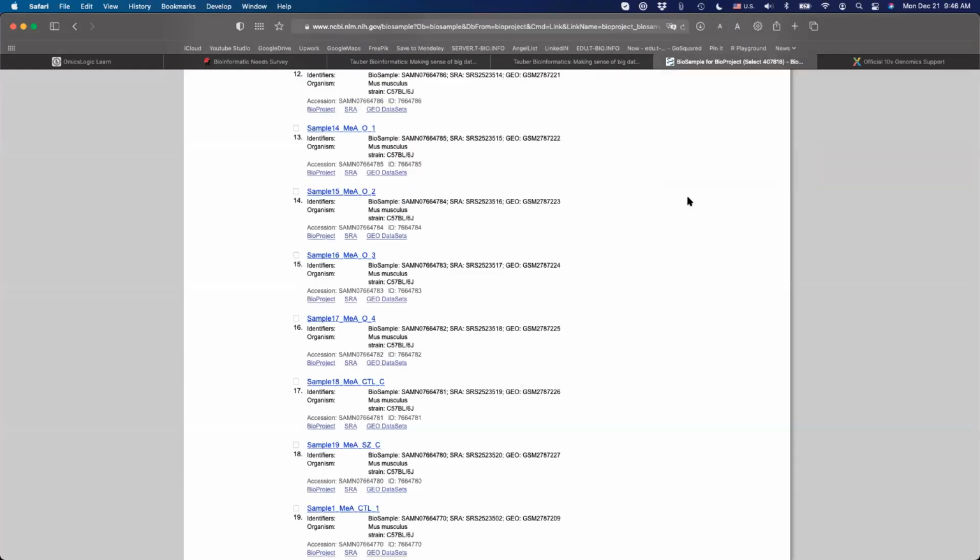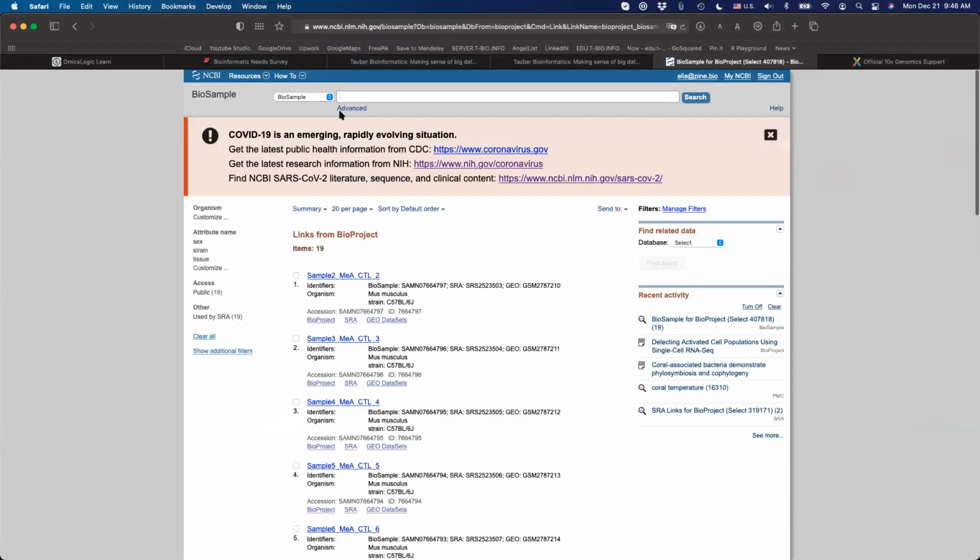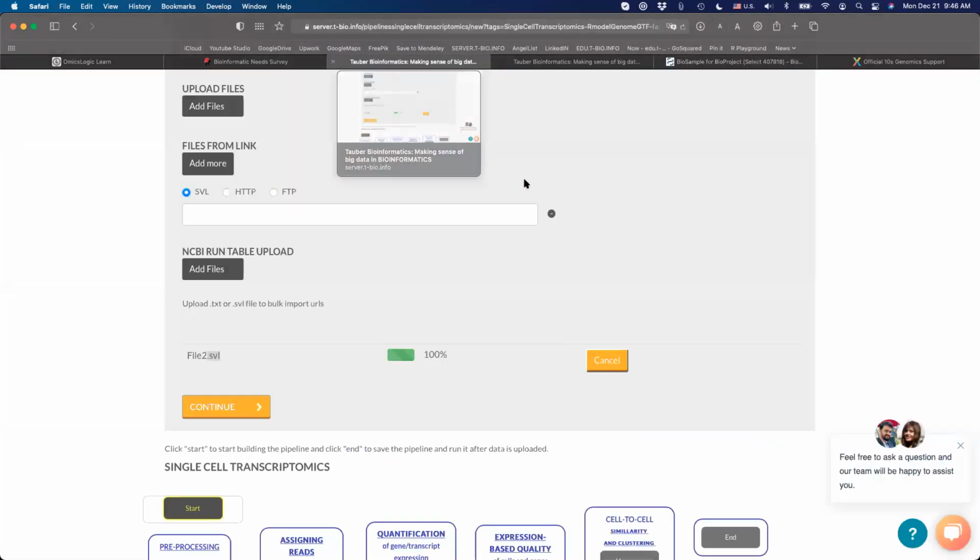And I recommend just looking through some of the publicly available data sets first before you start going through a specific data set, just to understand what's out there.